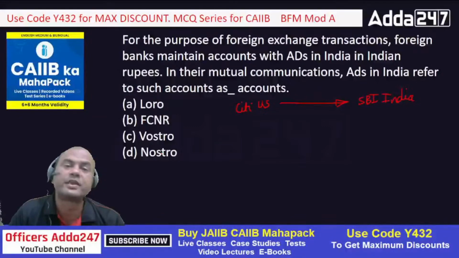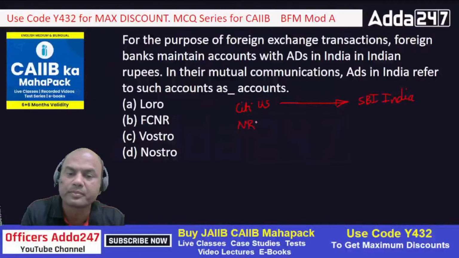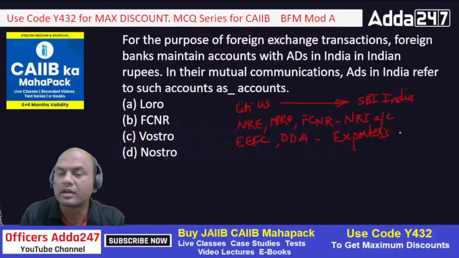What is FCNR? FCNR, NRE, NRO, these are NRI accounts, right? Remember. Shall I give you some details over here? See this, NRE, NRO and FCNR. These are NRI accounts. Then we have EFC, Exchange Earners Foreign Currency Account, and DDA, Diamond Dollar Account. These are exporters accounts. Remember this, okay?